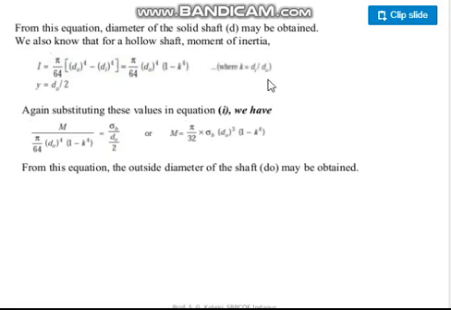Okay, so when you substitute again in the torsion equation, this becomes M is equal to pi by 32 sigma b do cube. See, this much term is the same for solid and hollow, but only this term comes extra for the hollow shaft: 1 minus k to the power 4. From this equation you can find out the diameter of the hollow shaft do, and then using the relation k you can find out di also.